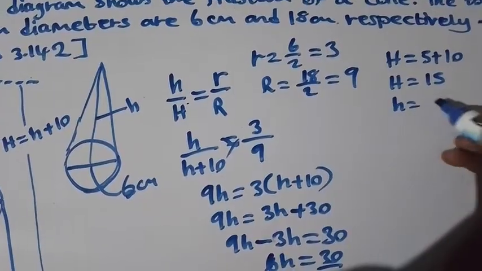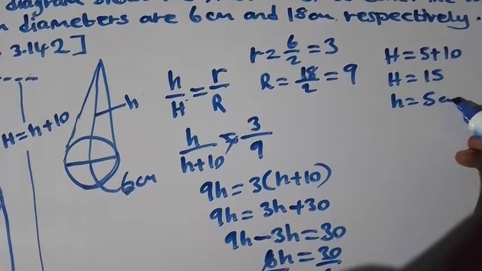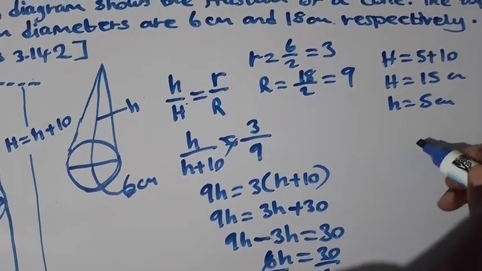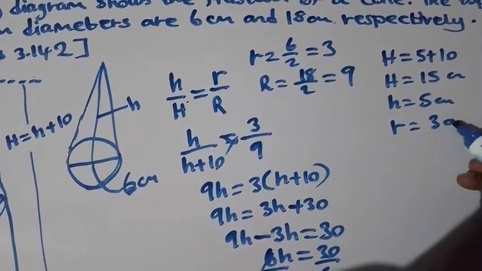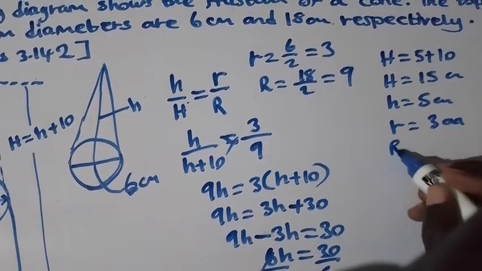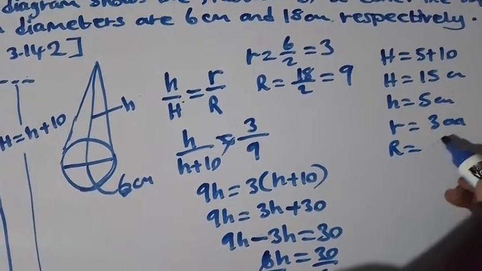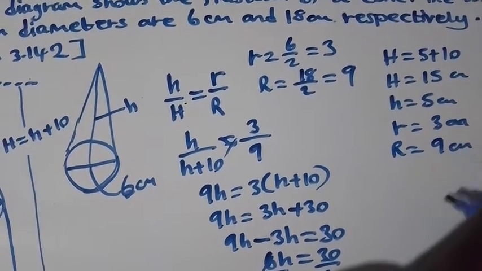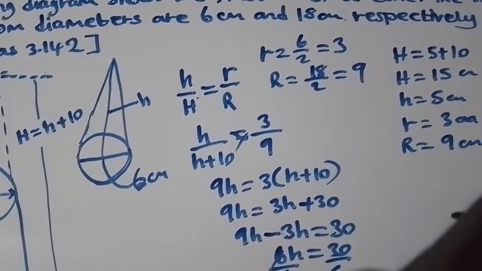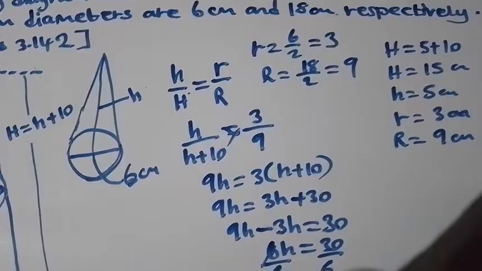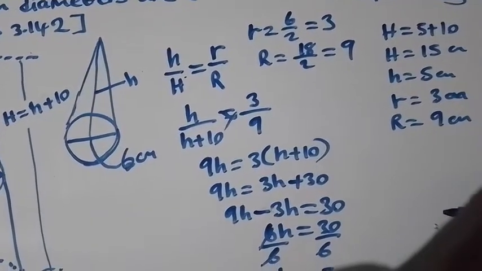Then small letter h we have 5. Then small letter r we have 3 centimeters. Capital letter R we have 9 centimeters. So what we have gathered here is the data which will help us to calculate the volume of the frustum.